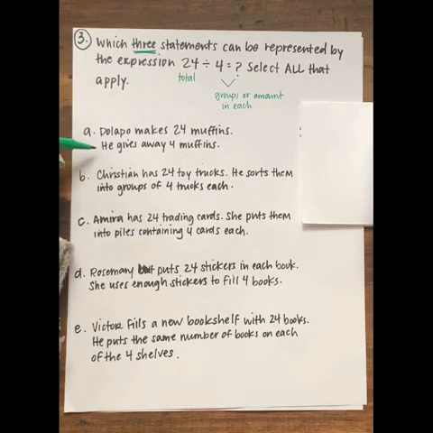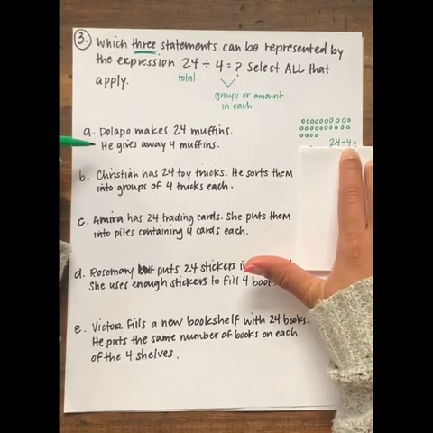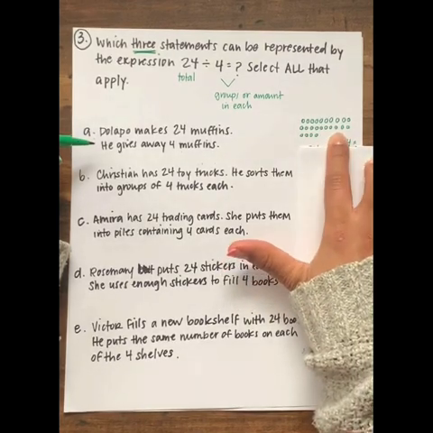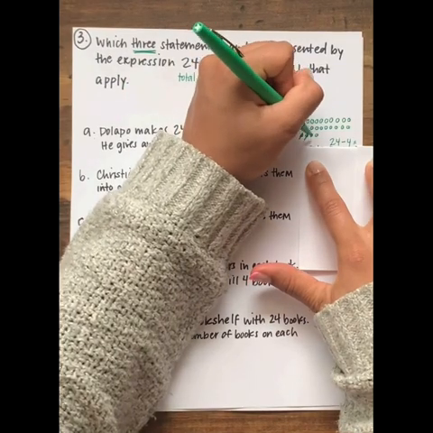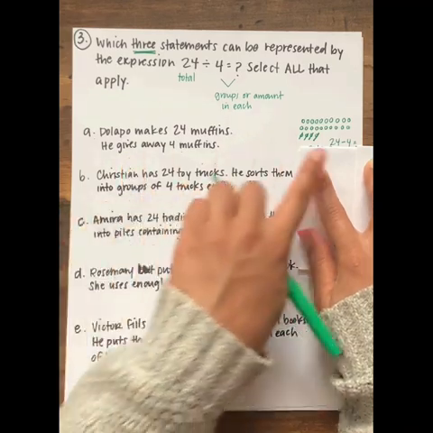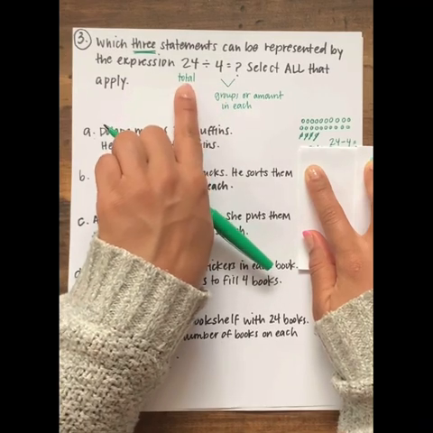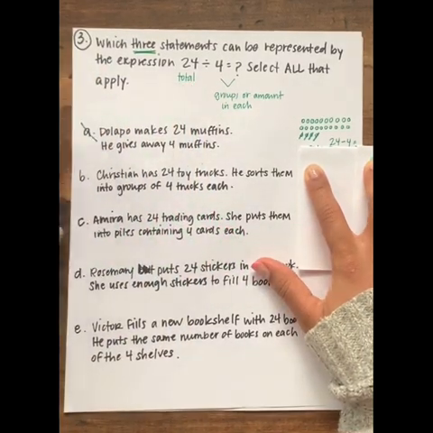Delapo makes 24 muffins. He gives away 4 muffins. How could you represent the situation? Say it out loud. I heard many of you represented by drawing an equation, 24 minus 4, or drawing 24 dots and crossing out 4 to represent the amount he gave away. 24 minus 4 is not the same as 24 divided by 4. So I know this statement does not match.